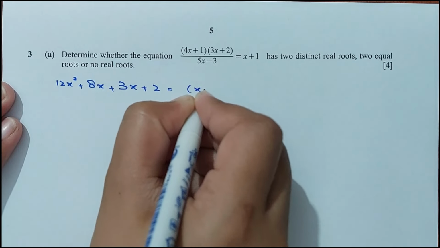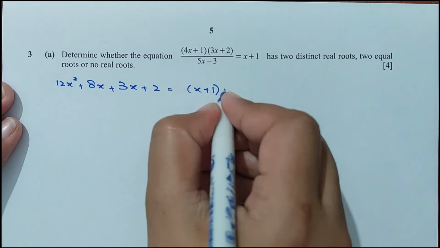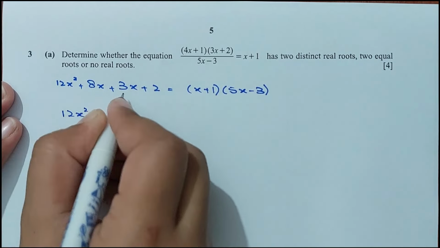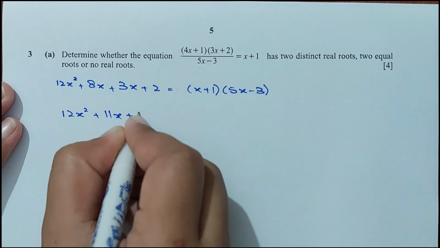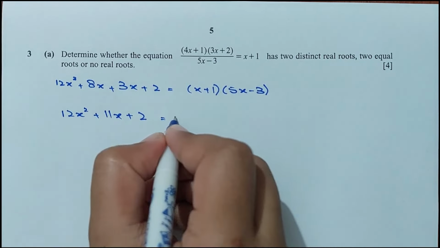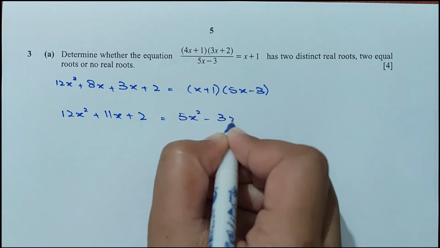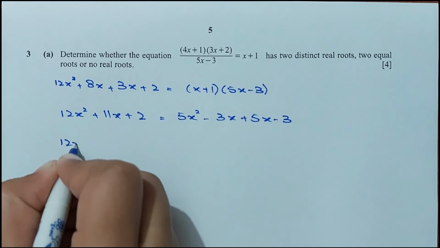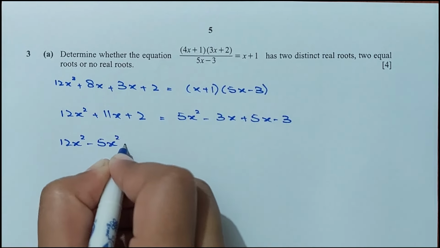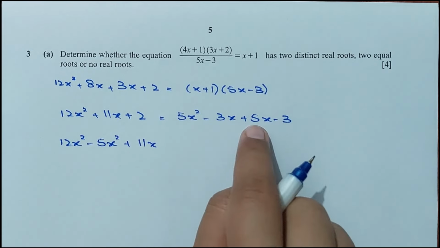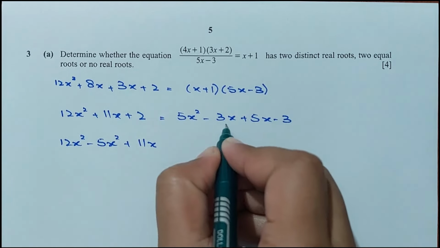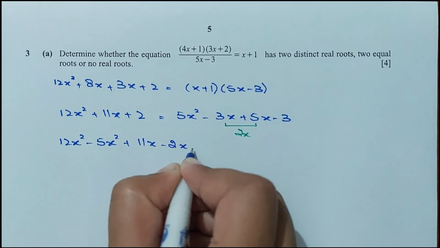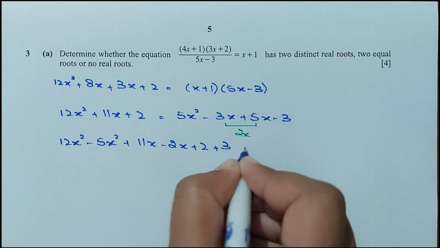And over here, x plus 1 is multiplying with, as in cross multiplication, 5x minus 3. This is 12x square plus 11x plus 2. And x is multiplying first, so this is 5x square minus 3x plus 5x minus 3. Shifting all the terms to the left side, 12x square minus 5x square, plus 11x. Then 5 and minus 3 would be 2x, so shifting the 2x to the other side becomes minus 2x. And plus 2 is over here, and this would be plus 3 equals 0.